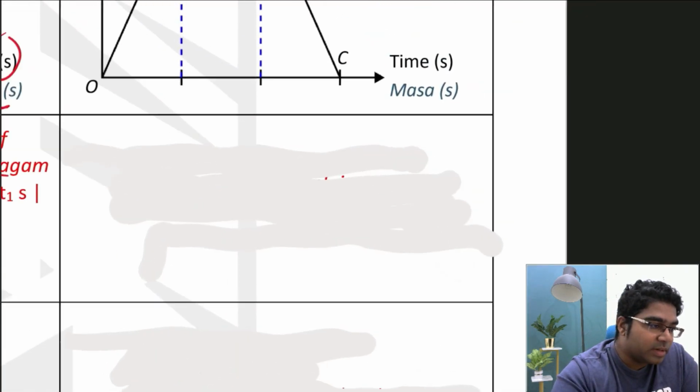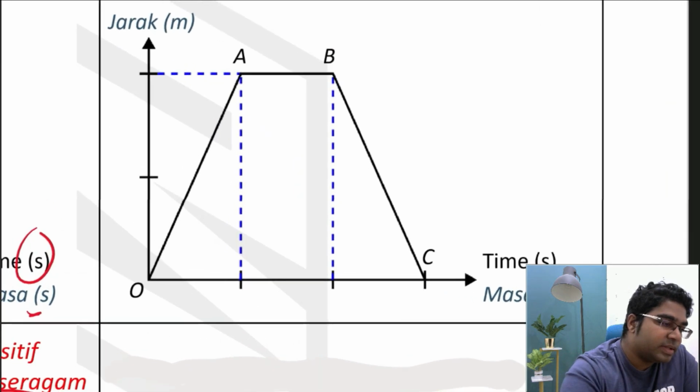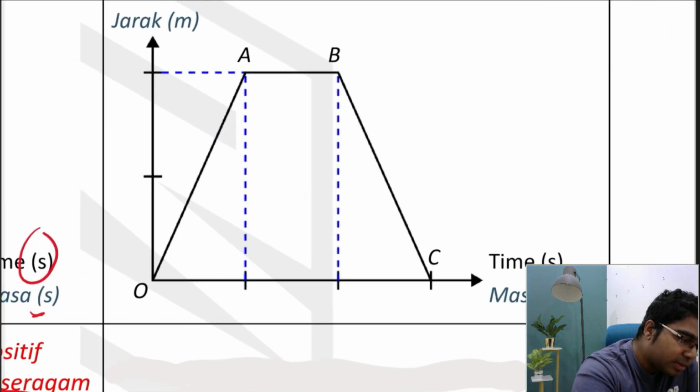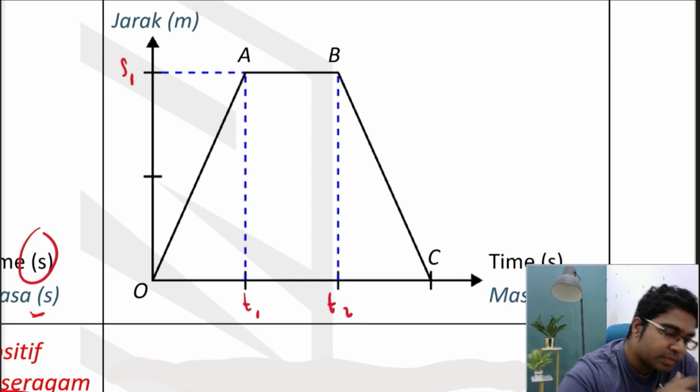Now, let's look at this graph. Graph ni lain sikit. You can see this graph is a little bit different. Now, let's once again, ini dia tak ada fungsi lah sebab sini tak ada bacaan kan. There's no reading here. So, we can ignore this. Kita terus label sini S1. We just label this as S1. Again, we can call this T1 and T2 and T3.